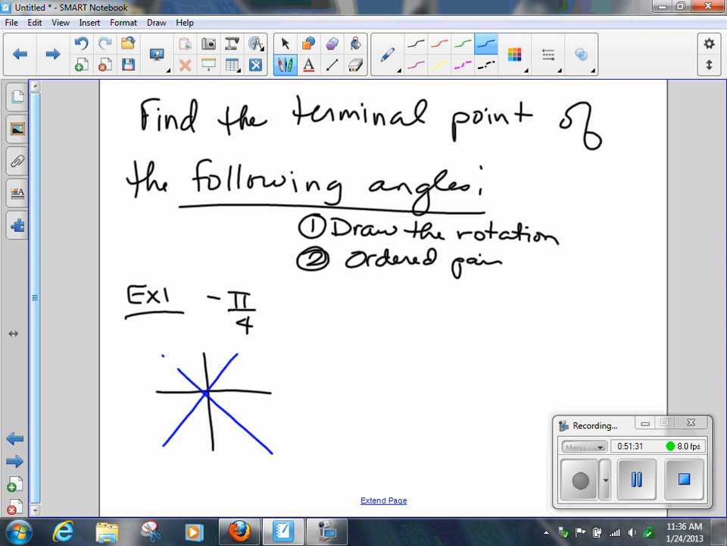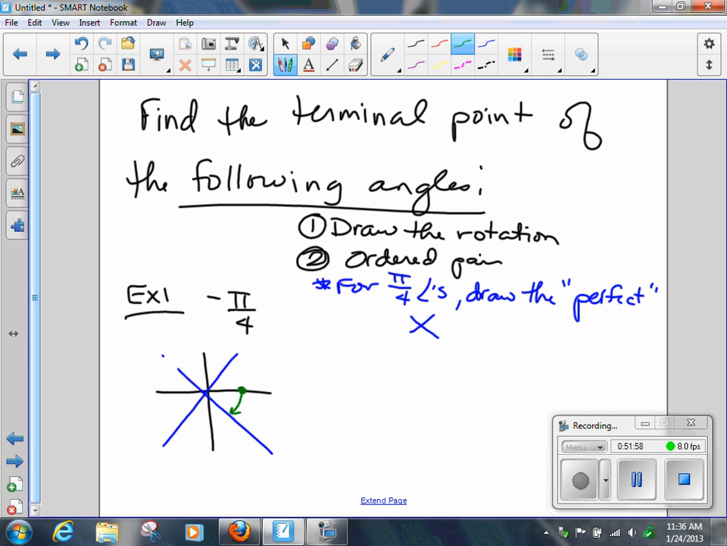But for pi over 4 angles, draw the perfect x. It'll help you, okay? Let me show you why it's going to help you. Am I rotating up or down? Down. So we start at the x-axis and we rotate 1/4. Boom. There we are. Do you guys agree with that?